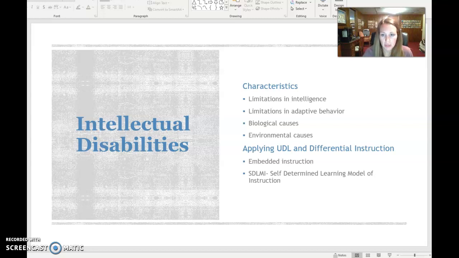Intellectual disabilities. Some characteristics: limitation in intelligence. This could be short-term, long-term, or working memory. Limitations in adaptive behavior, which is conceptual, social, or practical skills. The causes are biological and environmental causes again. Ways to apply UDL and differential instruction: embedded instruction and the self-determined learning model of instruction. So teaching self-directed problem solving, goal setting, evaluating their goals and modifying their goals.